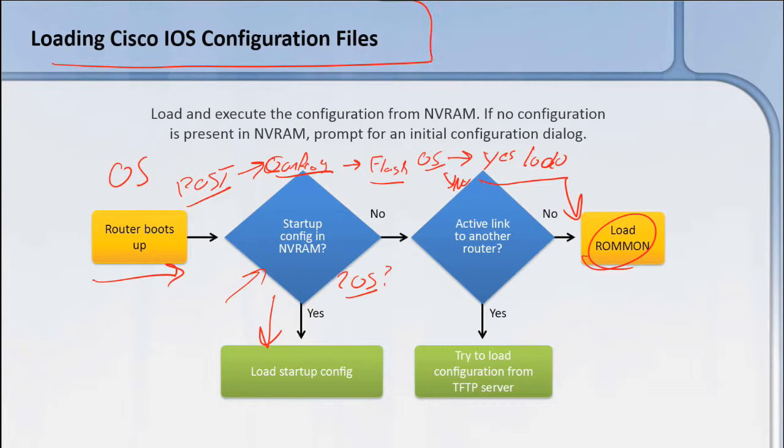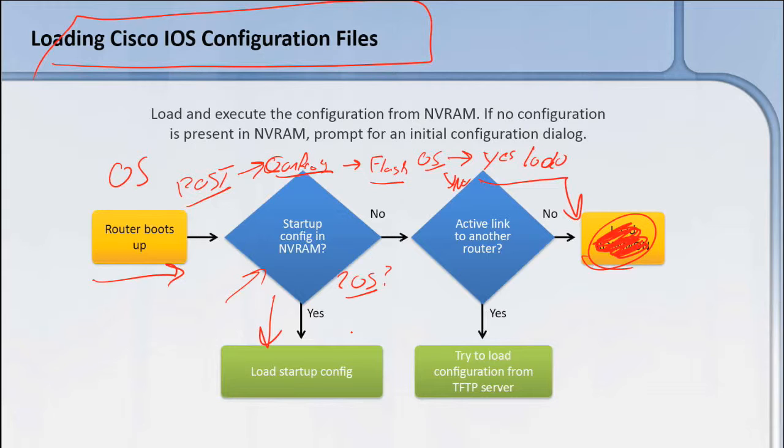This slide is supposed to be about loading IOS configuration files. So if your IOS configuration file fails to load, we do not go to ROMmon. Can anybody tell me what happens if the startup config is missing? For instance, if I log into a router and I say write erase, and I say yes to verify, and I reload the device, what will happen?